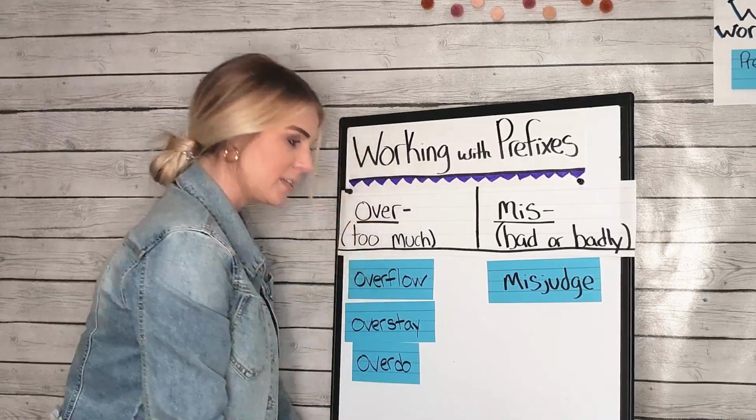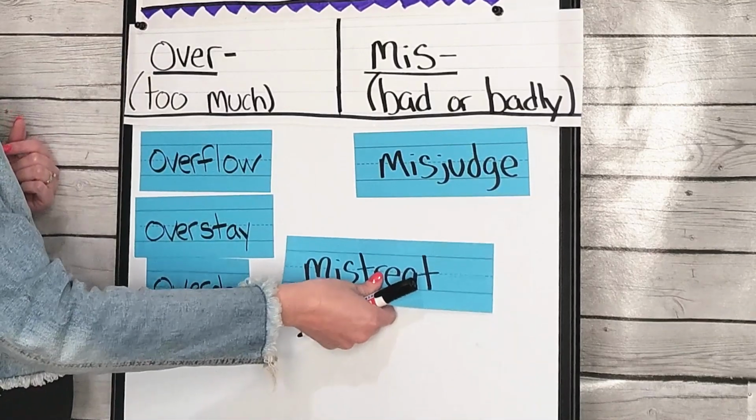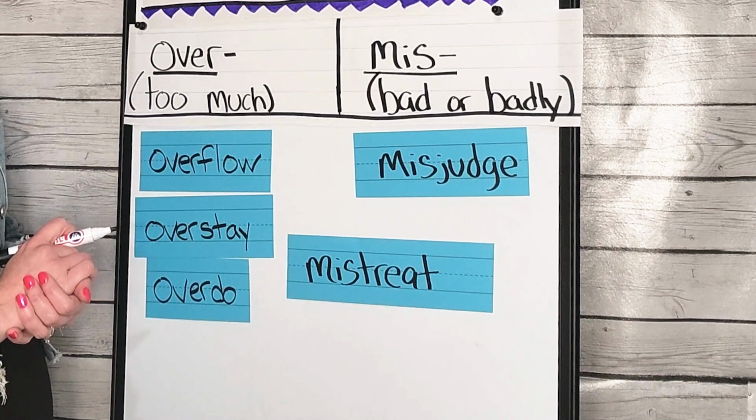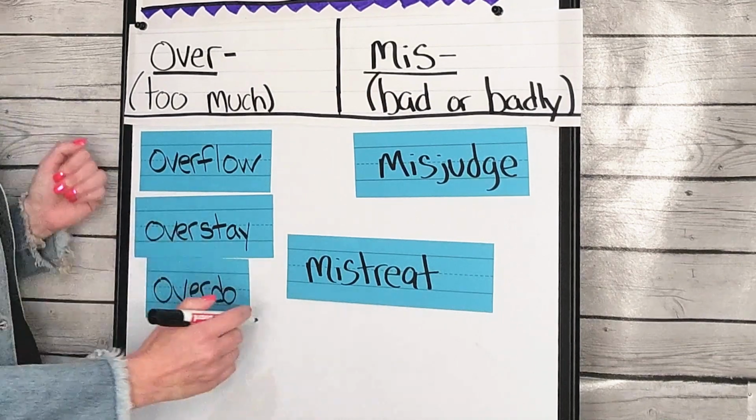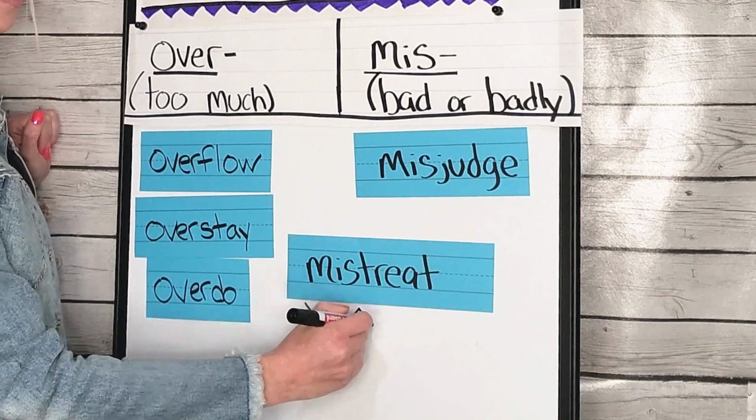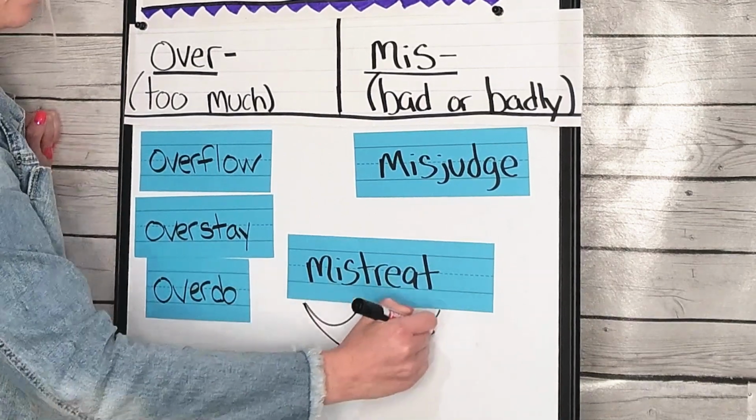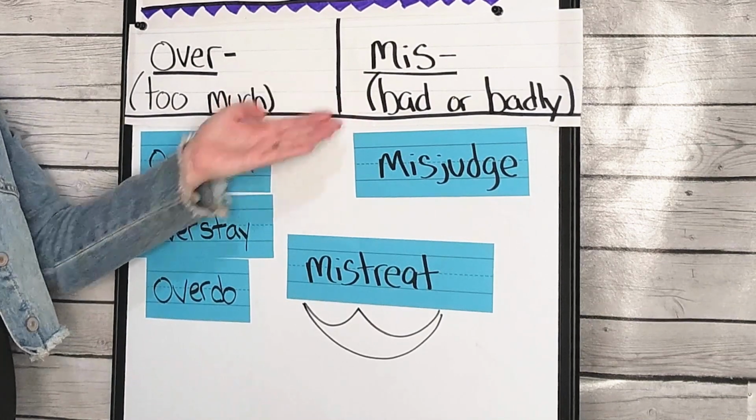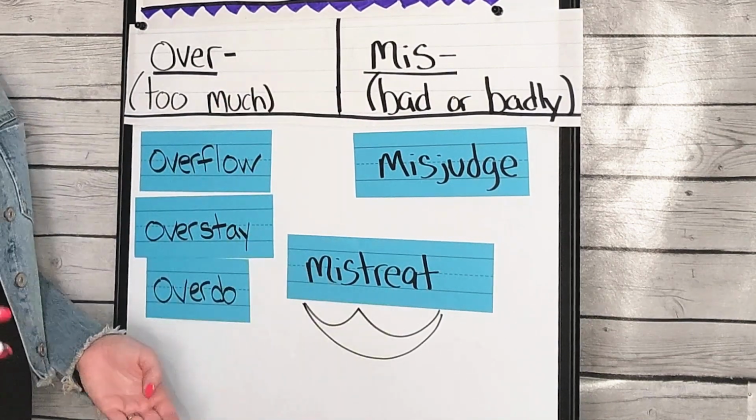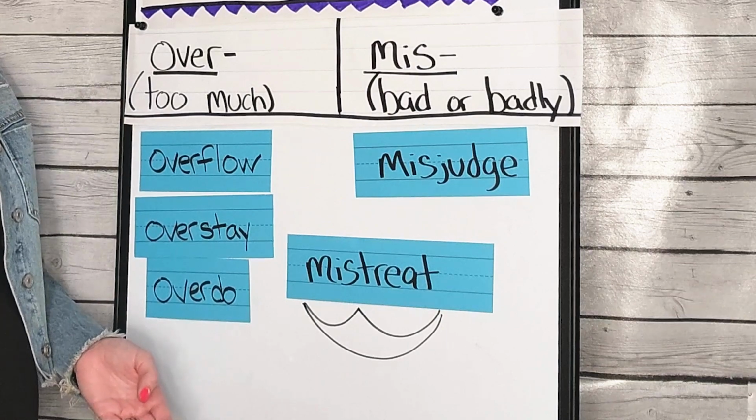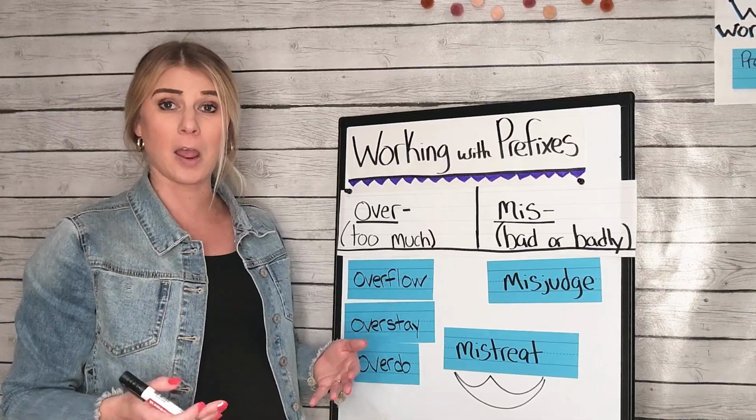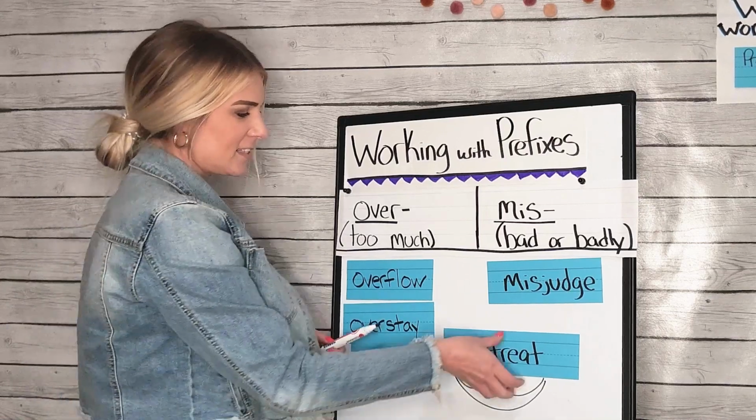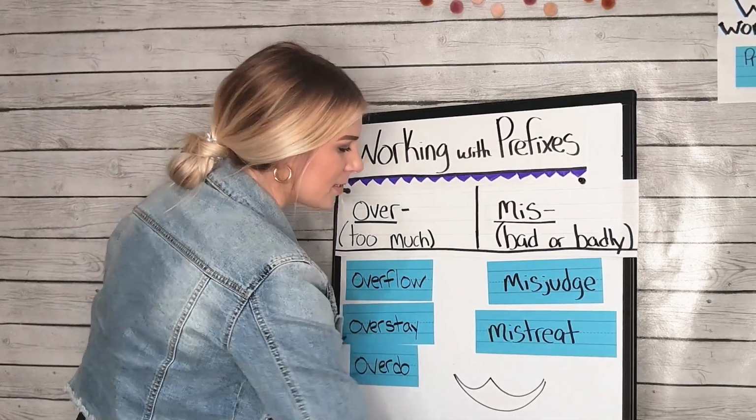All right, readers, here's our last word. Can you spot the prefix in this word? Great job. Mistreat. Remember, the prefix miss means bad or badly. So to mistreat something means to treat something bad or badly. It is important not to mistreat our plants by giving them lots of water. Mistreat. Let's go ahead and put this in our miss column.